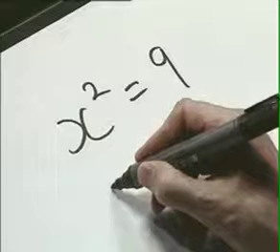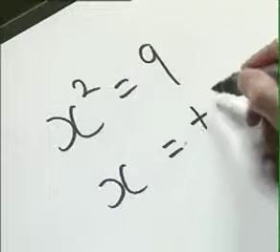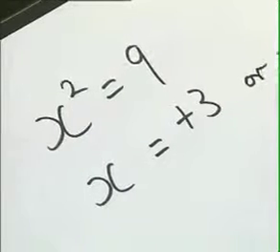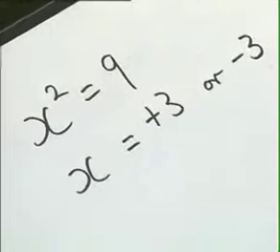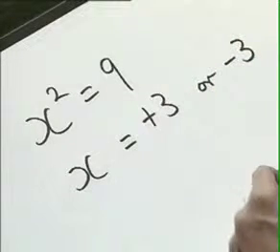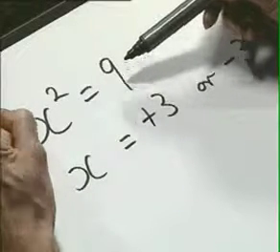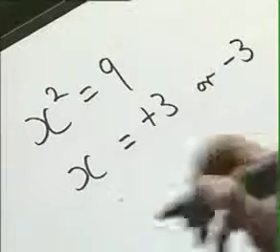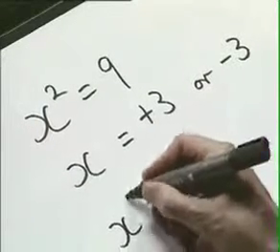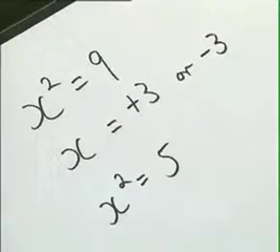So the square root of x squared is just x, and the square root of 9 is plus 3 or minus 3, because minus 3 all squared is also 9. So that was relatively straightforward. Both of these two numbers were square numbers, complete squares. What if we got x squared is equal to 5?